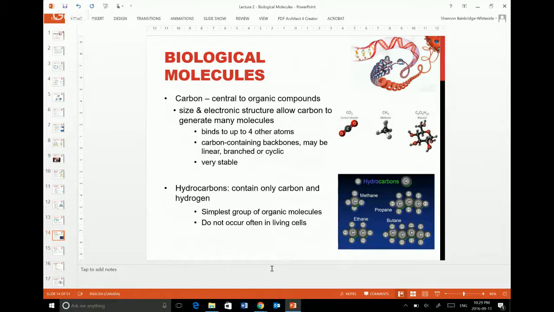Very simple carbon molecules are called hydrocarbons, and these are molecules that strictly have carbon and hydrogen making them up. You can see them over here. We typically do not see these in biological or living systems. Instead, these really make up the bulk of our fossil fuels that we think about when we are trying to drive our cars or heat our houses, for example.